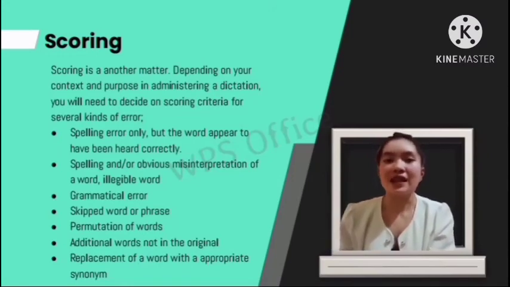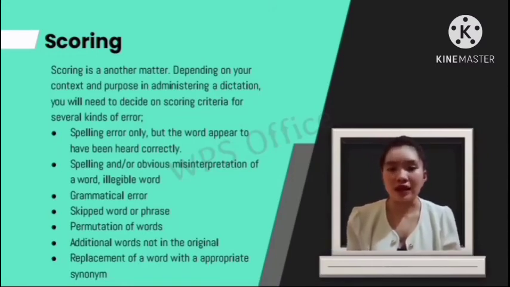Scoring is another matter. Depending on your context and purpose in administering a dictation, you will need to decide on scoring criteria for several kinds of error. These are the several kinds of error: spelling error only, but the word appears to have been heard correctly; spelling and/or obvious misinterpretation of a word, illegible word; grammatical error, skipped word or phrase, permutation of words, additional words not in the original, replacement of a word with an appropriate synonym.